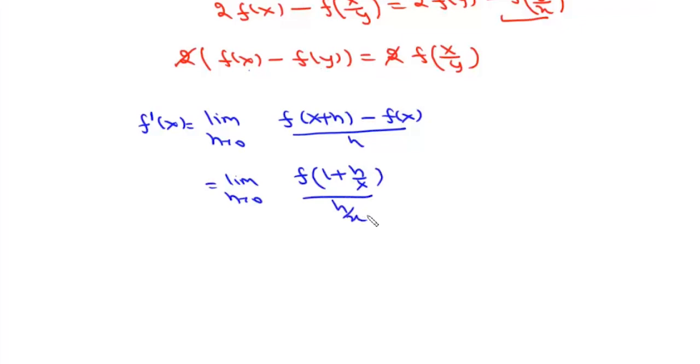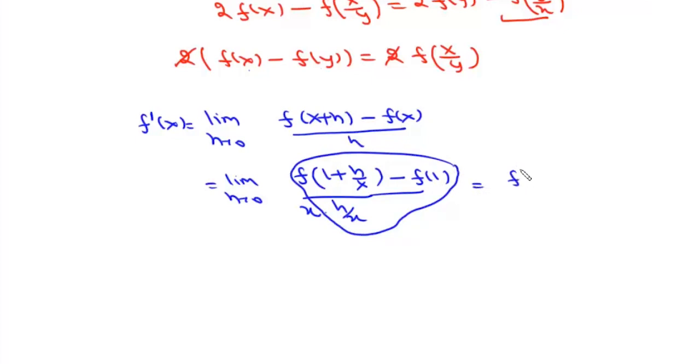Now we'll multiply and divide it with x. Now we are given that f(1) is 0, so we'll write minus f(1). Now this is nothing but the derivative of this function at 1. So it will be this f dash 1 upon x. Now f dash 1 is also 1, so this is 1 by x. So our function is defined such that f dash x is 1 by x.